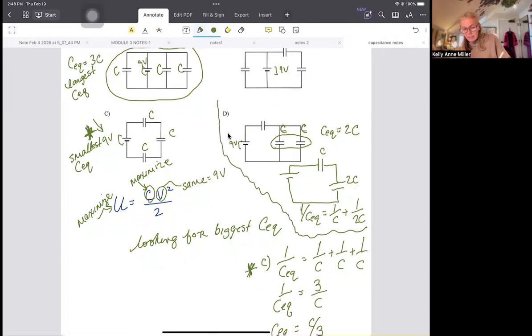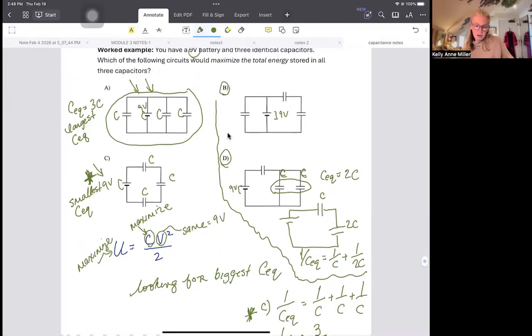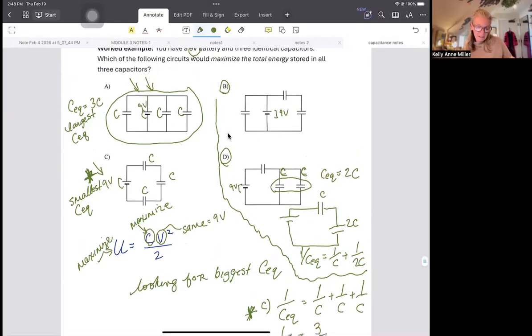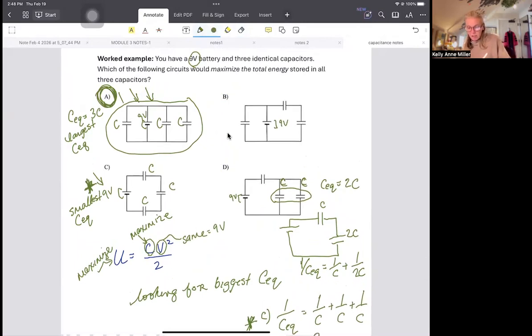And I think it's easy to see that both configuration B and configuration D would be somewhere in the middle, right? They're not going to be as small as C, but they're not going to be as big as A. So A is definitely the winner with respect to the configuration that maximizes the capacitance. And so A is the answer. Okay, I'll erase these so that it's not confusing. Okay, so that's that question.